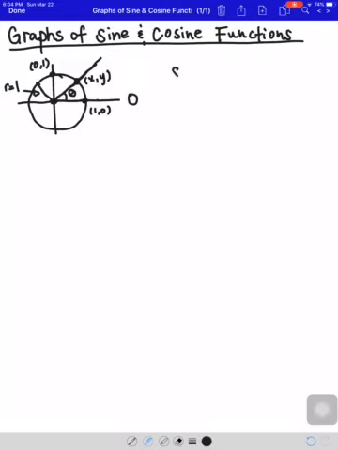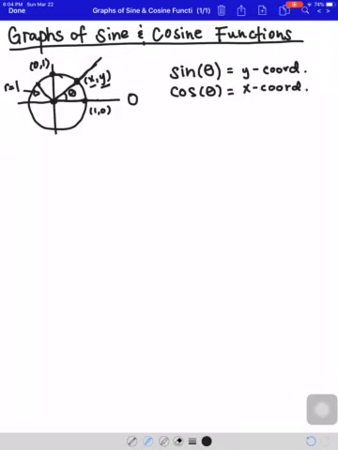The definition of sine of theta: sine is this function that takes in this angle theta as its input, and the output is just the y-coordinate of that point on the unit circle. Similarly, cosine of theta is the x-coordinate of that point where the angle intersects the unit circle. And what we're going to do today is graph these two functions. So let's start by graphing sine of theta. We are going to graph f of theta equals sine of theta.